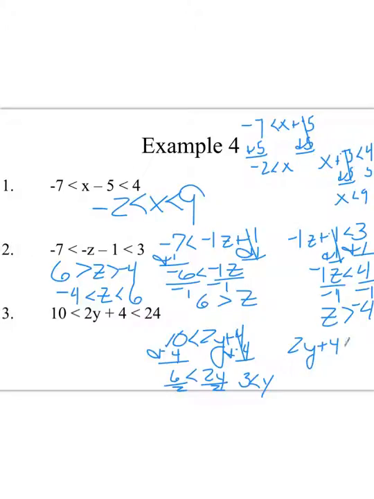2y plus 4 less than 24. I'm going to add -4 to each side. So 2y is less than 20, and I divide each side by 2 because I'm running out of room. We end up with y being less than 10. Putting them together, 3 less than y less than 10.